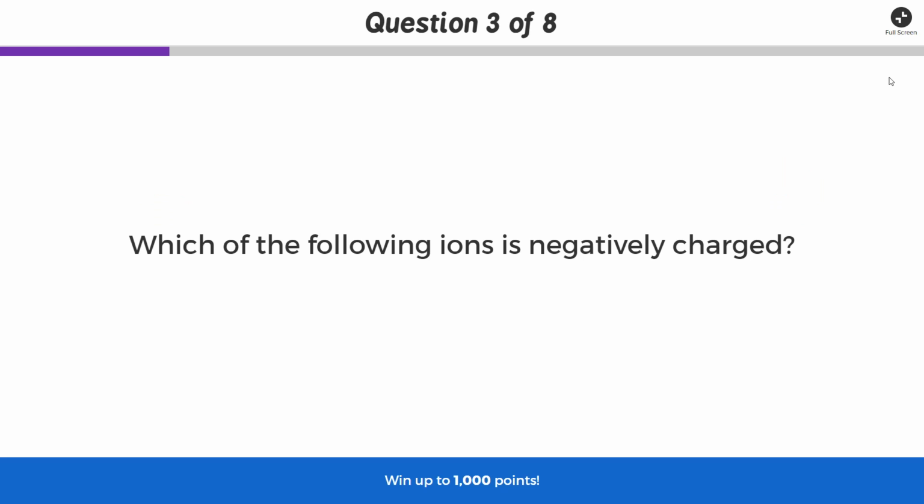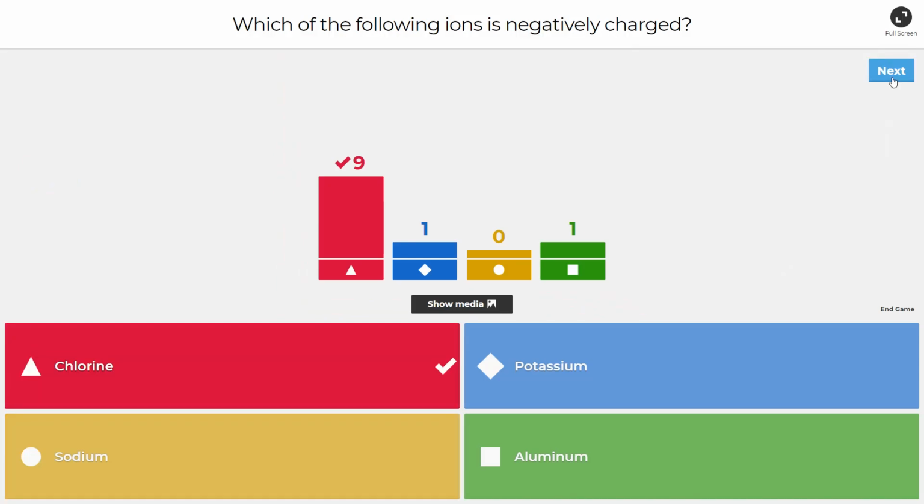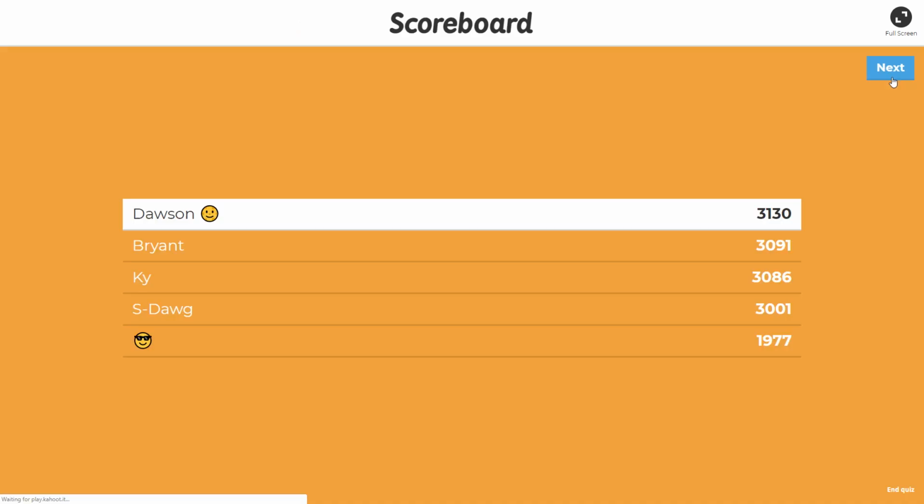Which of the following ions is negatively charged? That was a pretty fast response. Chlorine, right? Sodium, potassium, and aluminum are all positively charged ions. Also, aluminum is not an organic ion, so you hopefully don't have any of that in you. But it is still positively charged. So chlorine was the only negative one.